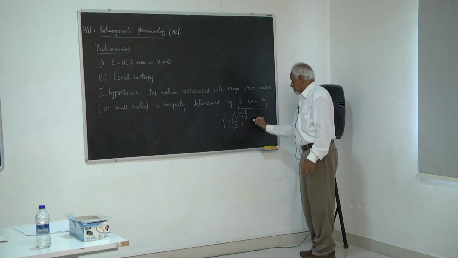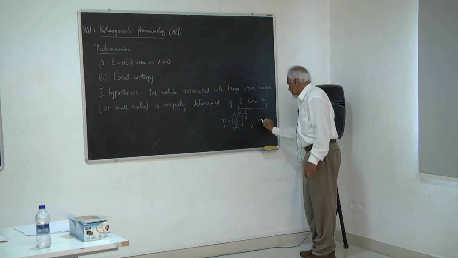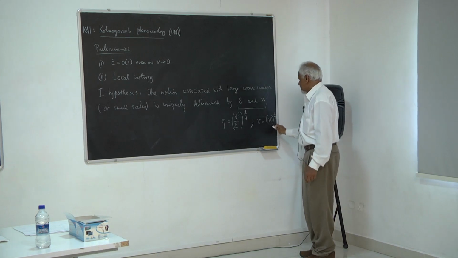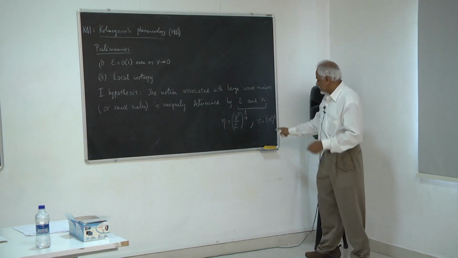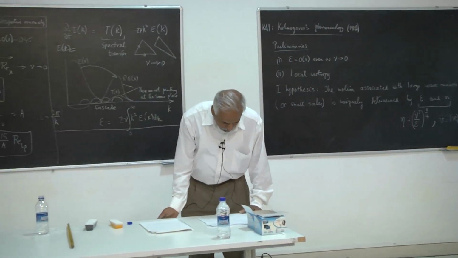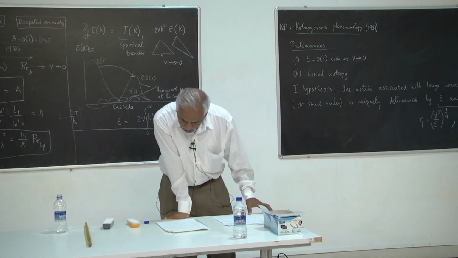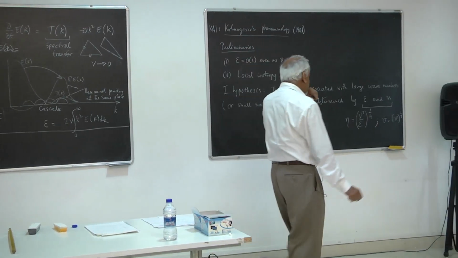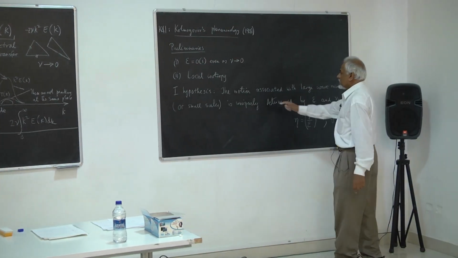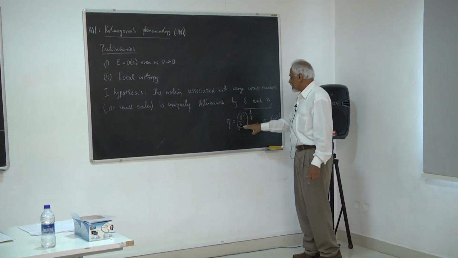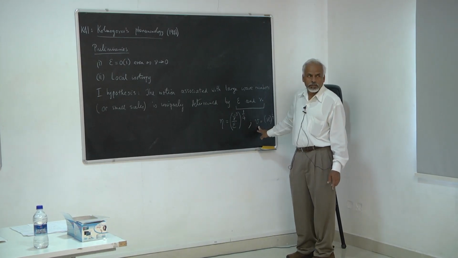And I can also define a velocity scale, let's call this little v, and this is nu epsilon to the power a quarter. I think you can check that very easily. Let me check. Yeah, that's correct. So, in other words, the motion associated with large wave numbers, or small scales, is uniquely determined by eta and v.